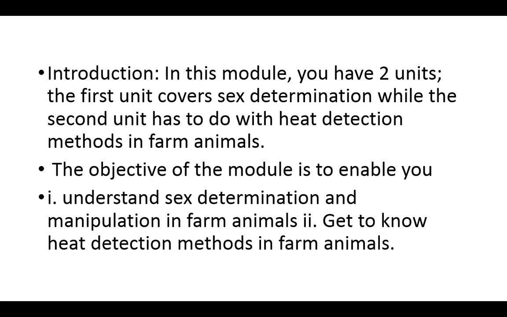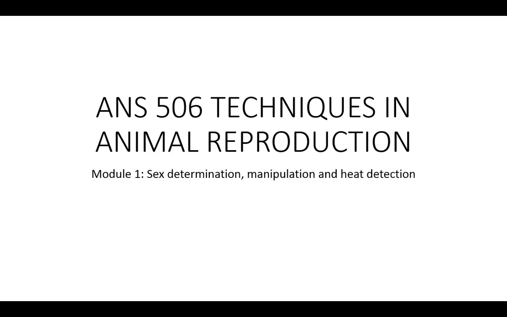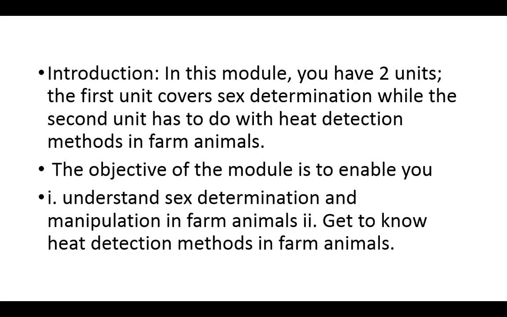Okay, ladies and gentlemen, we are on to this course ANS 506 Techniques in Animal Reproduction. We are now going to handle Module 1, Sex Determination, Manipulation, and Heat Detection. By way of introduction of this module, you have two units. The first unit covers sex determination, while the second unit has to do with heat detection methods in farm animals.